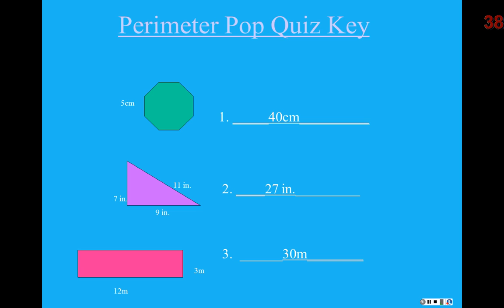Okay, and James, did you get 27 inches for the second one? Right. How did you do that? You took 7 plus 9 plus 11. Right. Okay? And then number 3, how'd you get 30? No multiplication. We're not doing area. You add 12 plus 3, 12 plus 3. Opposite sides are equal. So if I have 3 here, I got 3 here. If I have 12 here, I have 12 here. So the total's 30. Any questions on perimeter?